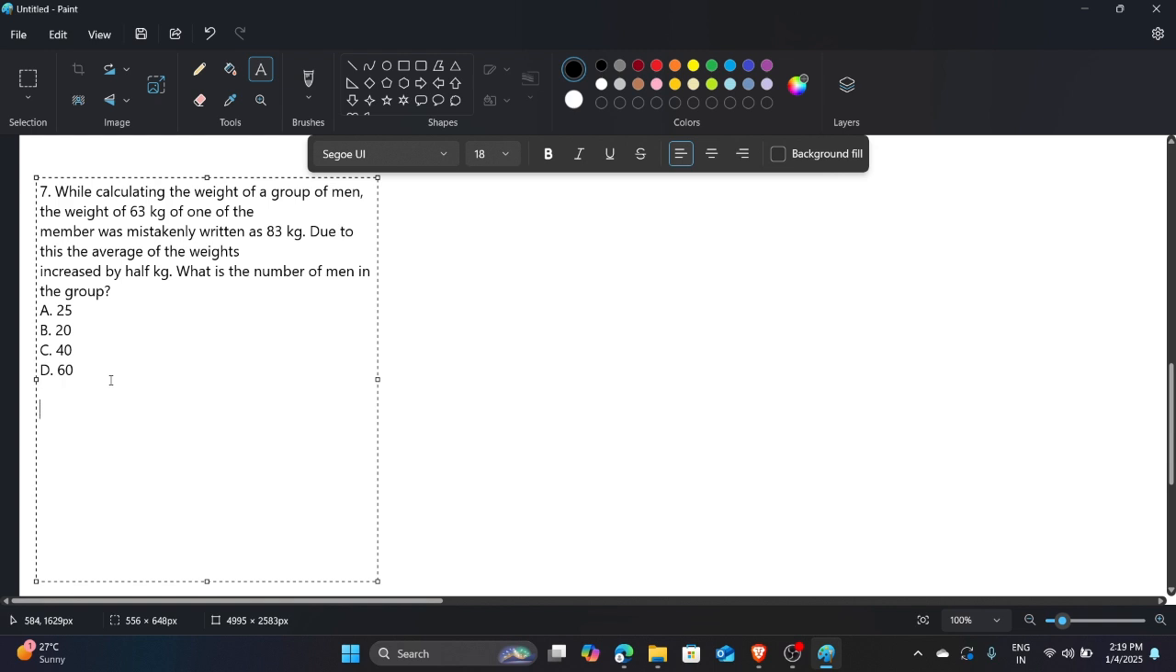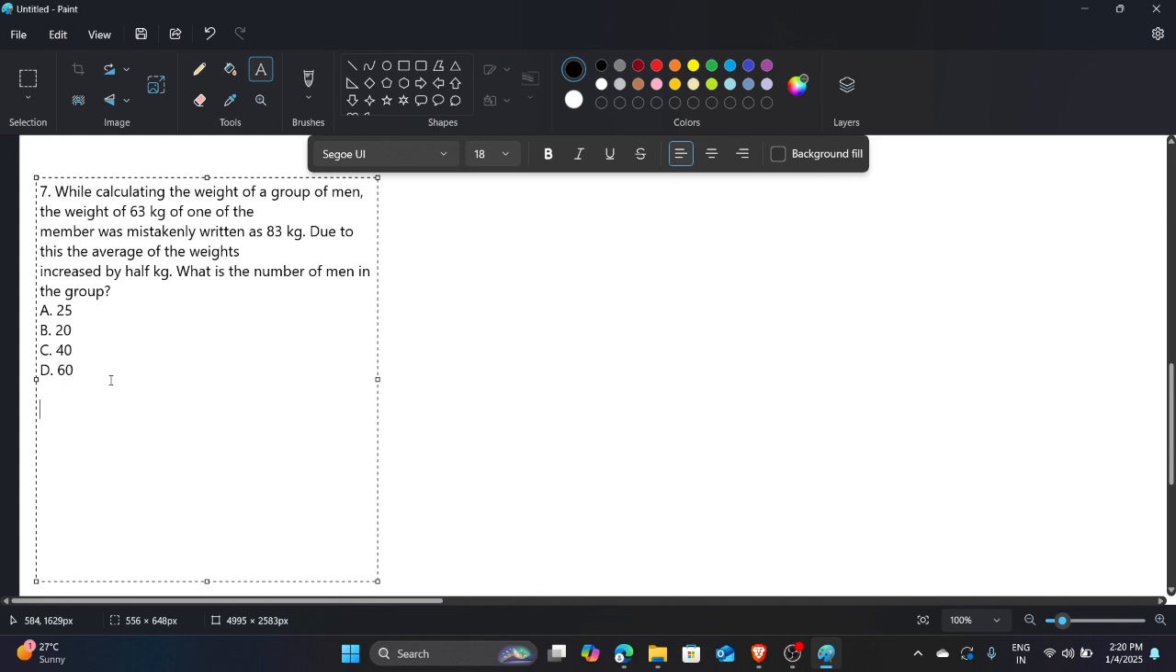The question we get: while calculating the weight of a group of men, the weight of 63 kg of one of the members was mistakenly written as 83 kg. Due to this, the average of the weight increases by half kg. What is the number of men in the group?